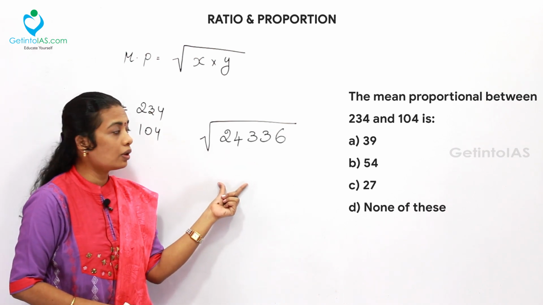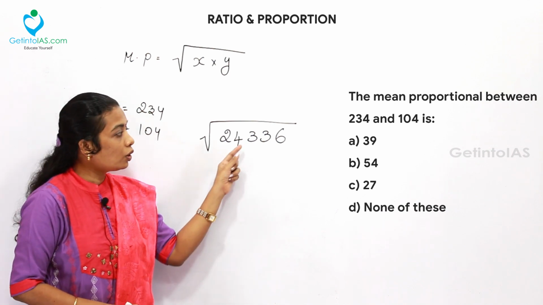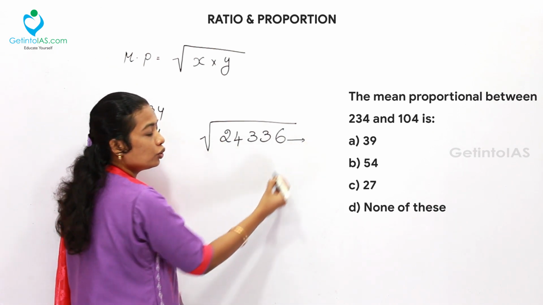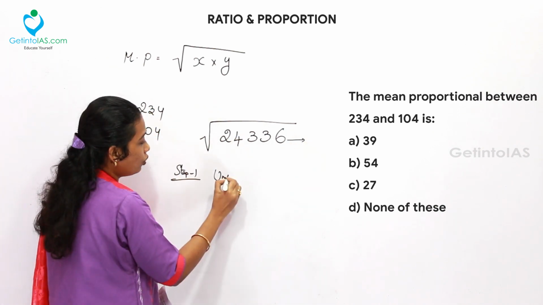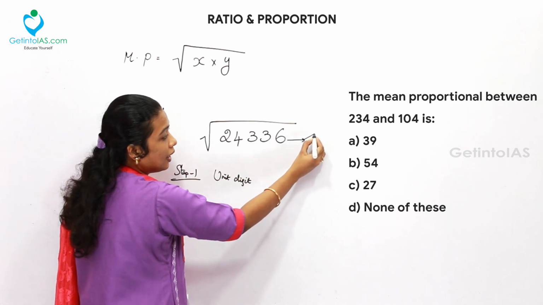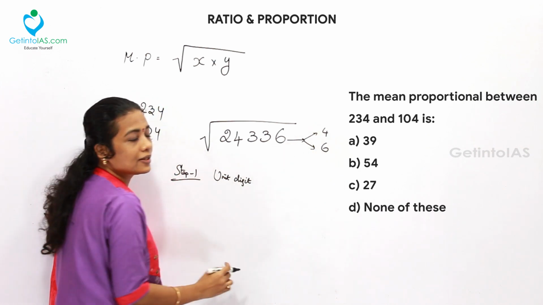Finding the square root and cube root in an easy way was discussed in the previous video. Now again I am going to explain it. First of all, look at the unit digit. Step 1. Have a look at the unit digit, that is 6. This 6 can be the square of a number which is ending with 4 or 6 alone.